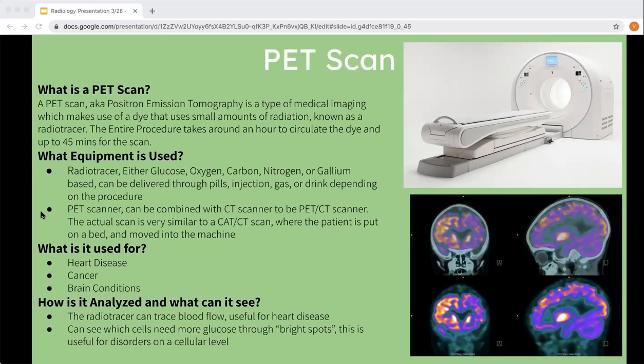All of these radio tracers will emit positron particles, and this emission of positron particles will create gamma rays. The gamma rays are what's actually read by a machine and turned into an image.